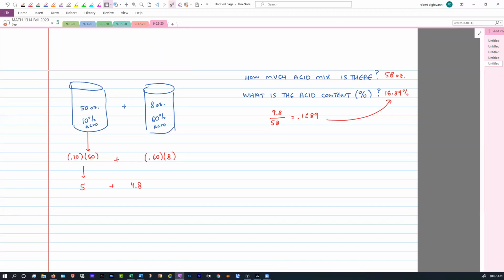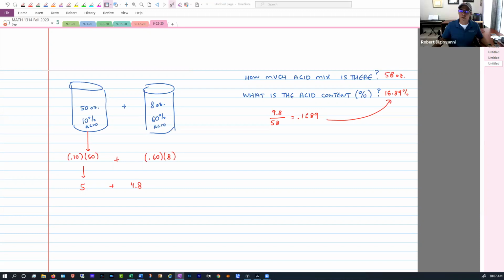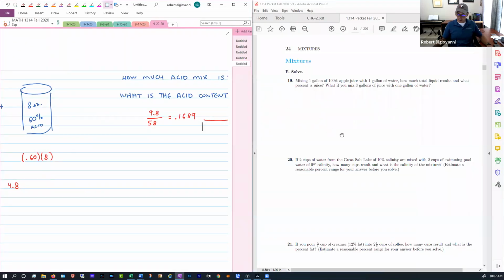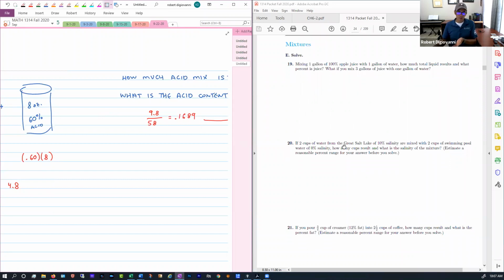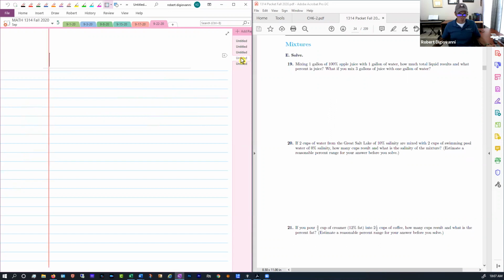So does anybody have any questions on that? We're okay? Okay, good. That is all in terms of these mixture problems. Let me just look at one of these, so you can see that in the problems in the packet, they're not a picture of cups, it's words. So let's just set one of these up. Let's look at number 20.